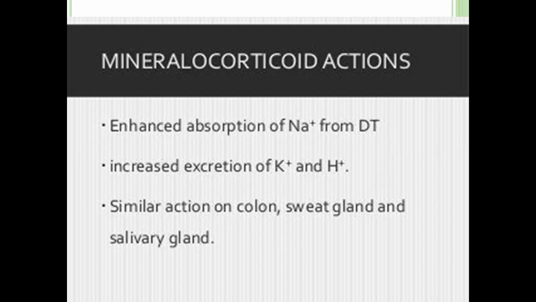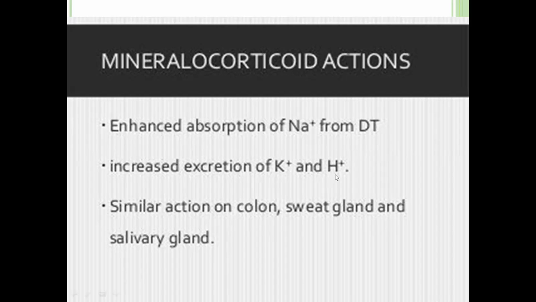Did you understand the definition? Yes, ma'am. These are the corticosteroids which regulate the mineral balance, that is, electrolyte and water balance, and they are known as mineral corticosteroids. The chief mineral corticosteroids available are aldosterone and deoxycorticosterone. So the next point is their function or action.